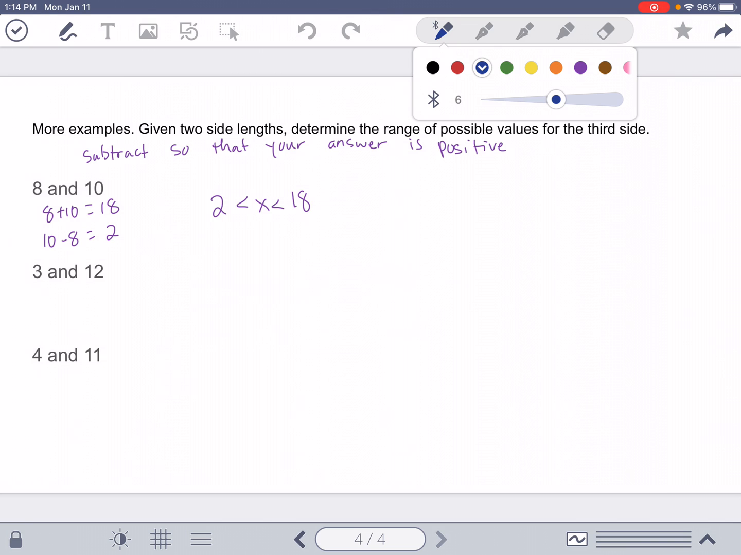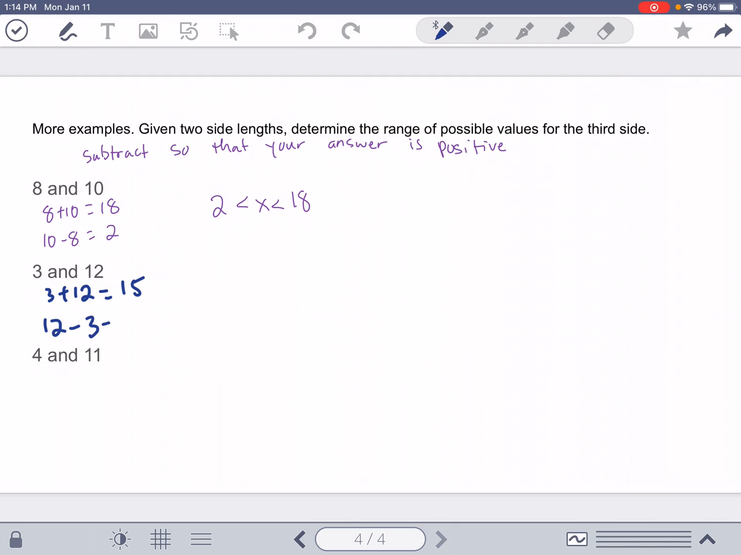All right, 3 and 12. 3 plus 12 is 15. 12 minus 3 is 9. So my answer will be between 9 and 15.